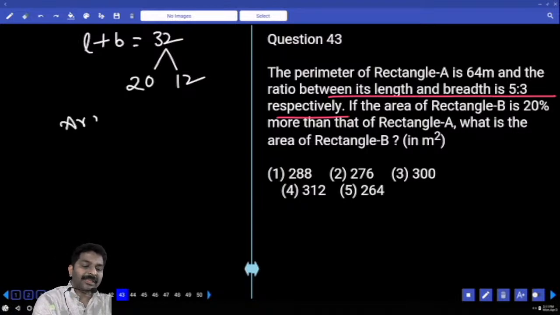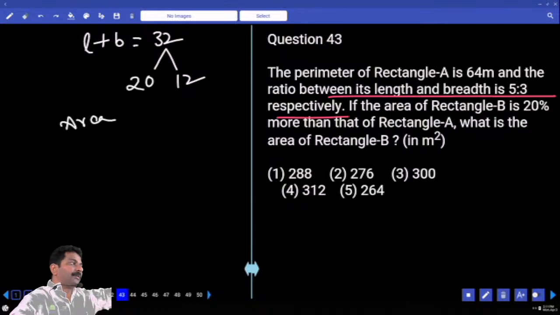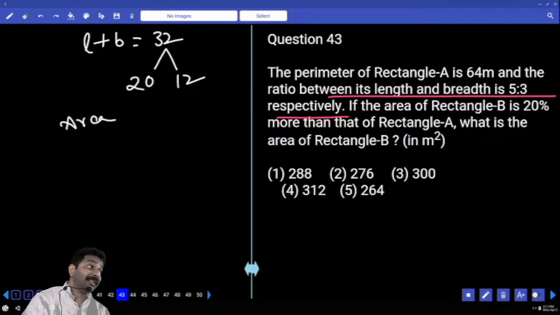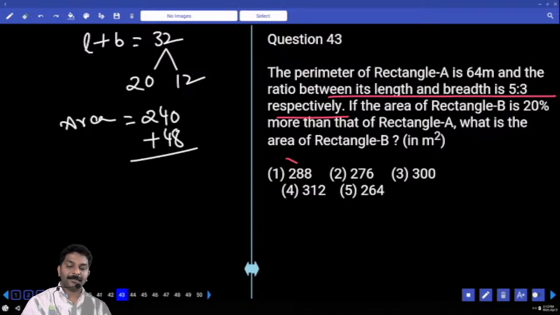Now, given values. So far whatever we have, 20, 12. Those are values related to rectangle A. Question is about B. Interrelation between A and B, they said 20% more area. Length into breadth, area 240, and what percent more B area is that? 20%, which is 48. Answer?